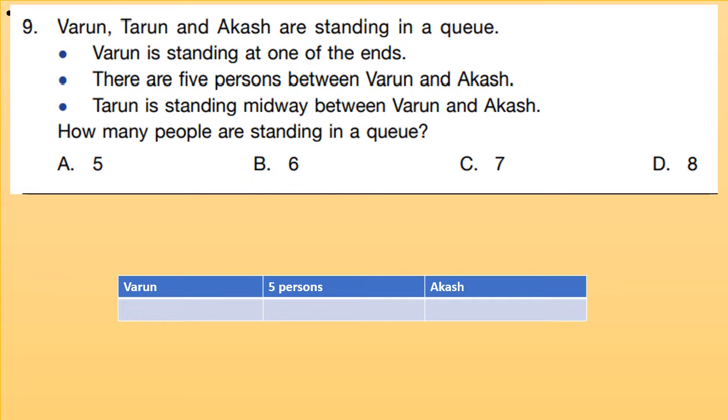So clearly Varun and Akash are at both ends and there are 5 people in between. So how many people are standing in the queue? So there will be 7 people: Varun, Akash and 5 persons in between them.